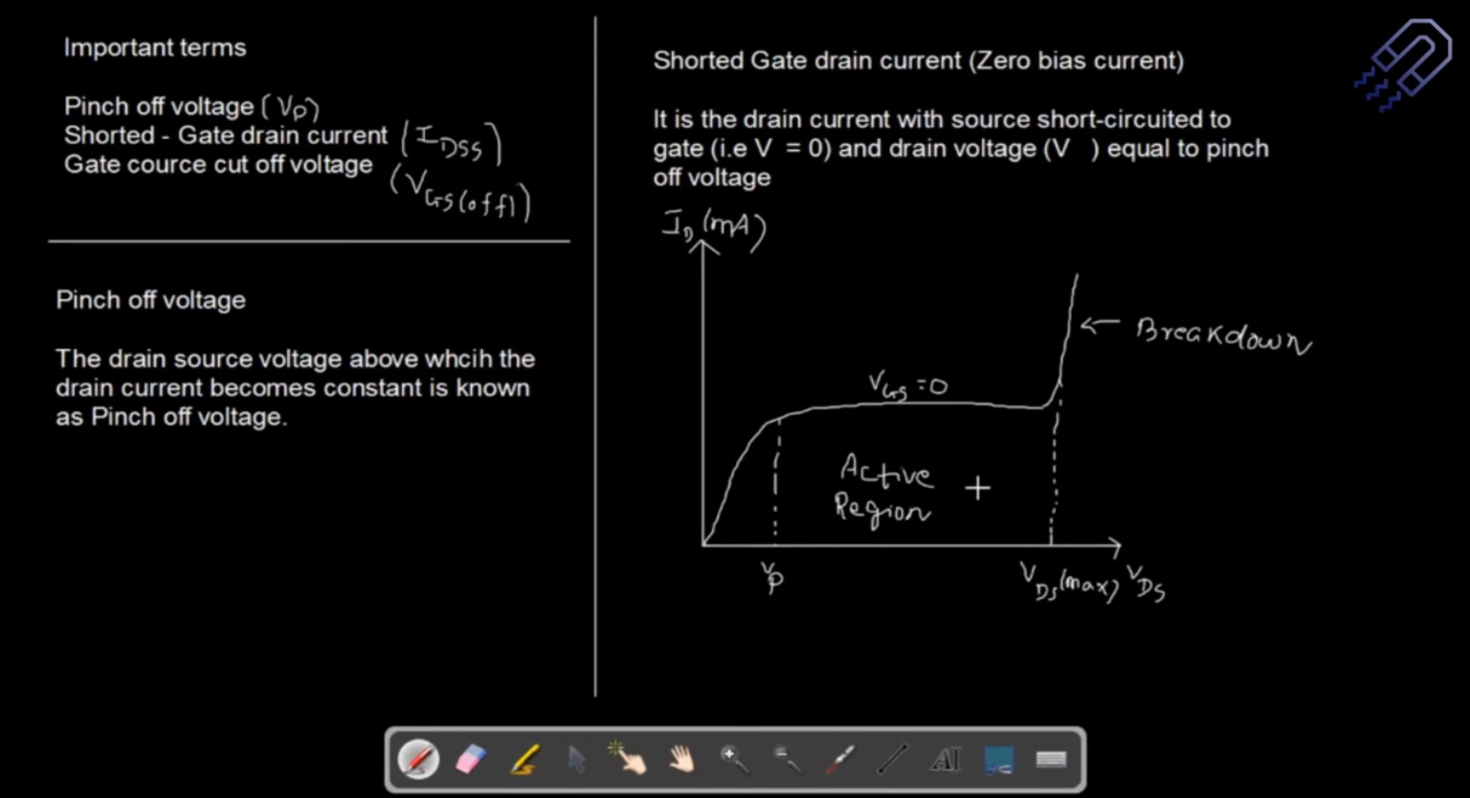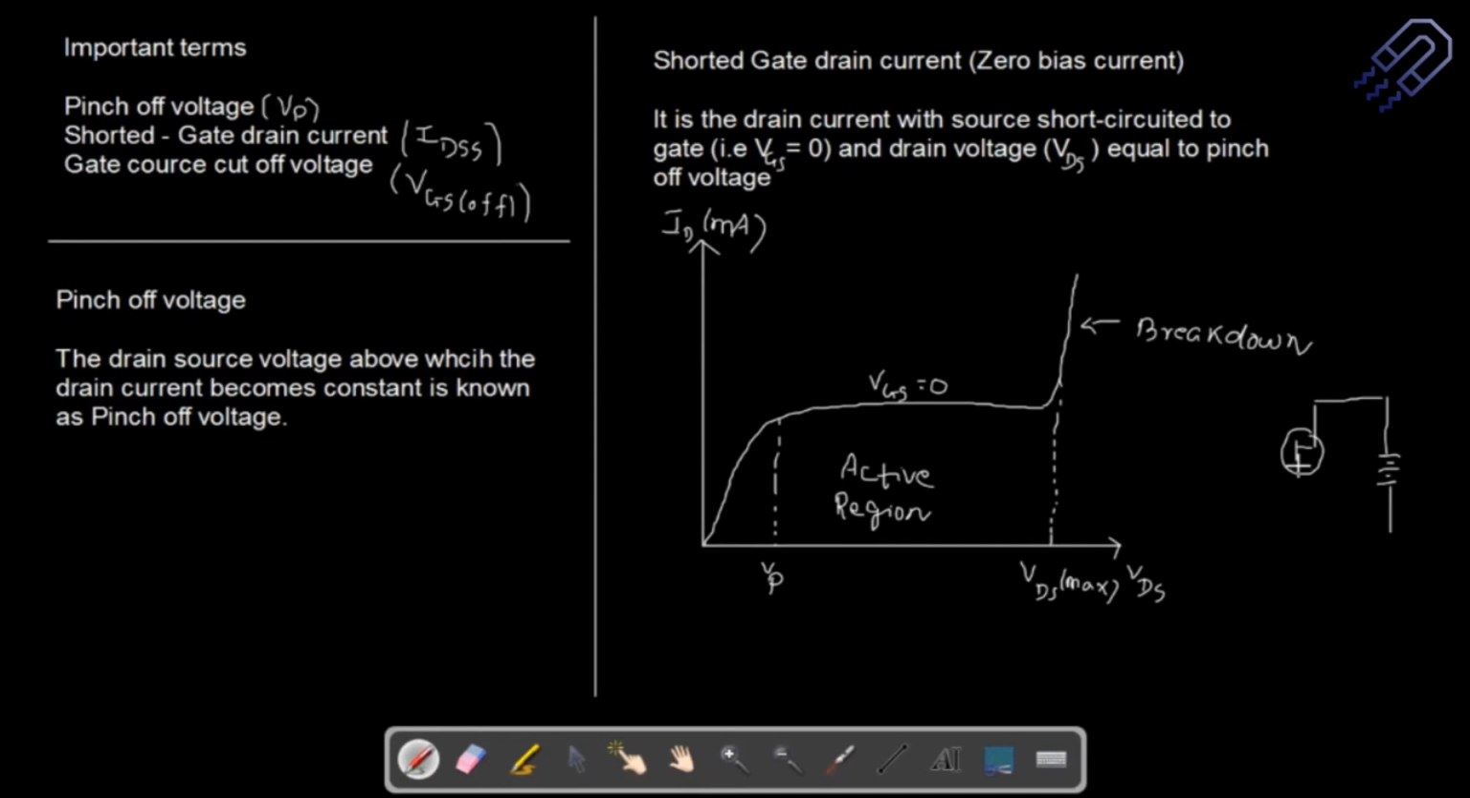Now let's get back to the definition here. It is the drain current with source short circuited to gate. Whenever we consider the input terminal, we have 0, so VGS will be 0. And then we have the drain voltage, so VDS is equal to the pinch off voltage. If we quickly draw a circuit here, maybe circuits should not be drawn very quickly, it somehow doesn't give you a very good image.